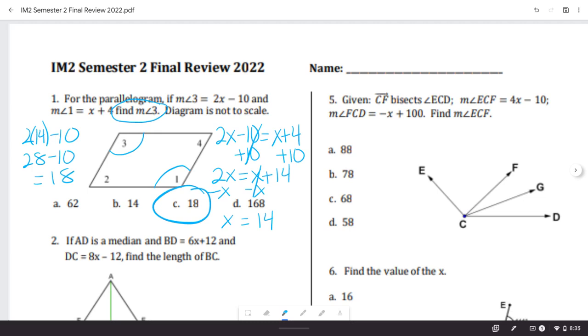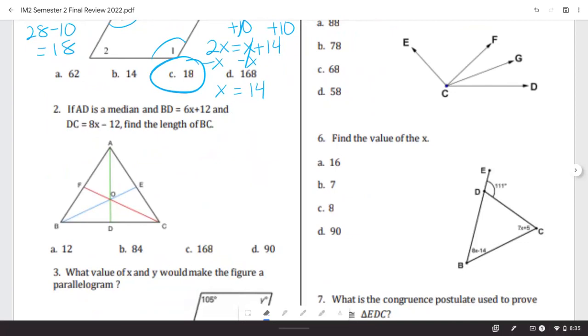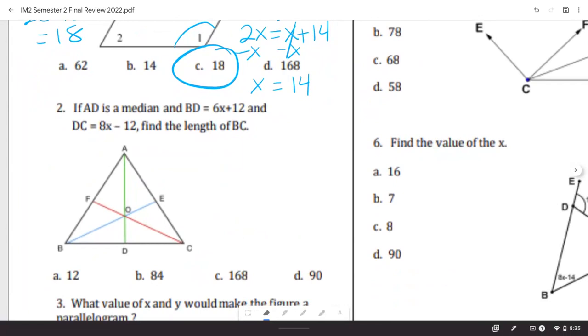Now don't confuse this with an inscribed quadrilateral in a circle, which was the most recent module. Okay, that was opposite angles were supplementary. This is opposite angles are congruent. See, there's no circle. It's not in a circle. All right, so angle 3 was 18, and let's look at number 2.